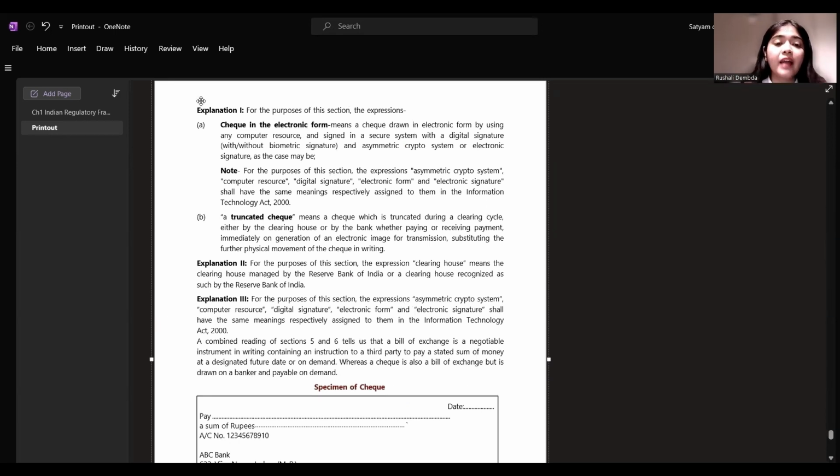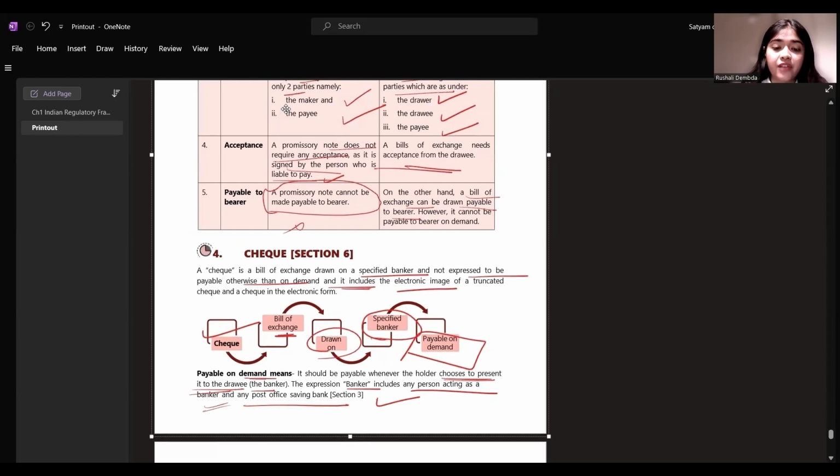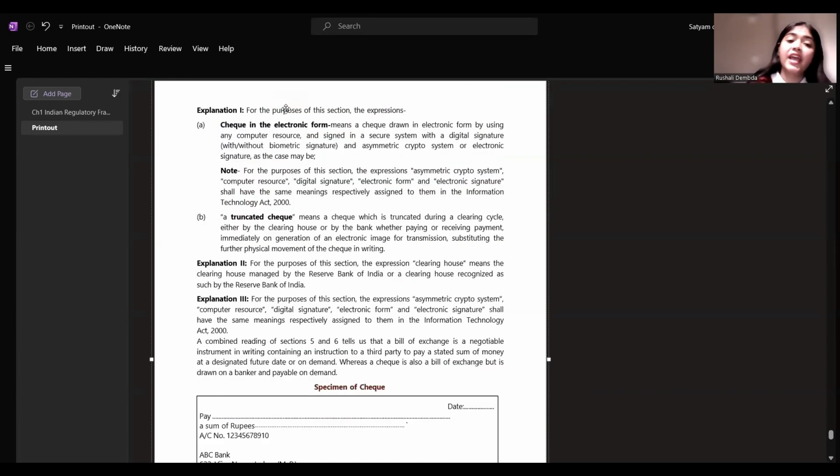Now, Explanation 1 given for this section: check in electronic form means a check drawn in electronic form by using any computer resource and signed in a secure system with a DSC, digital signature, and an asymmetric crypto system or electronic signature, as the case may be. Okay, this is one in electronic form. I'll also show you an example of this.